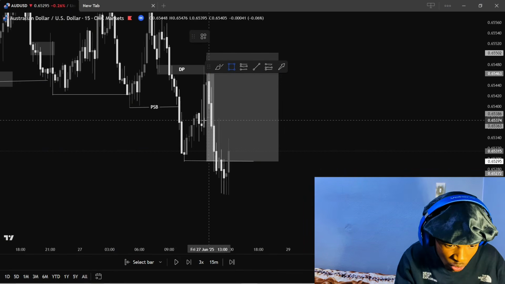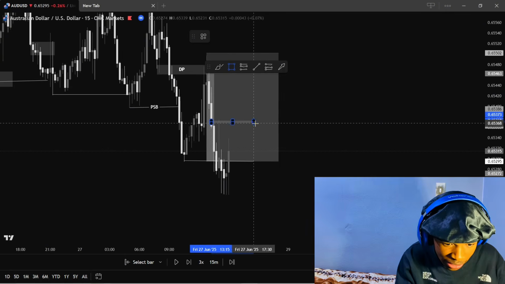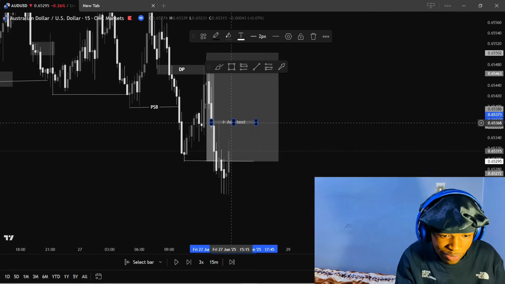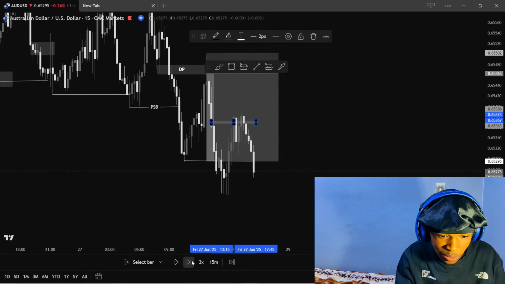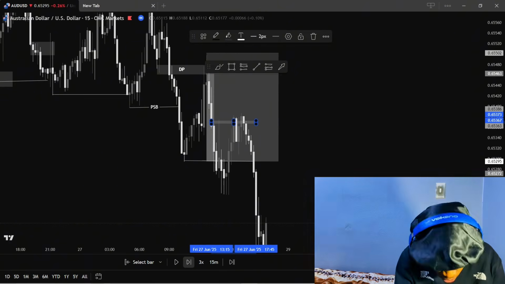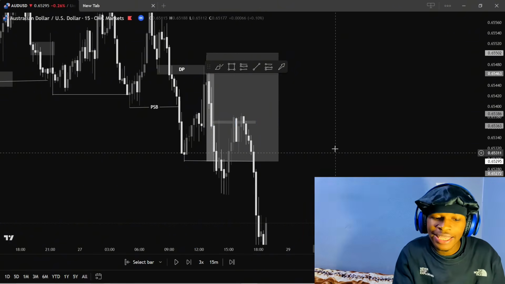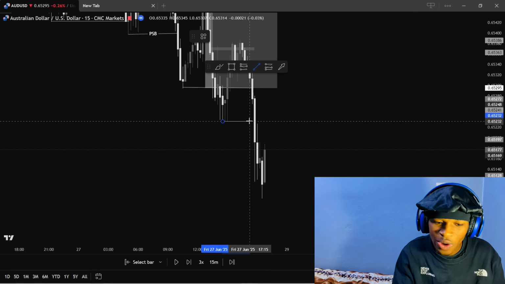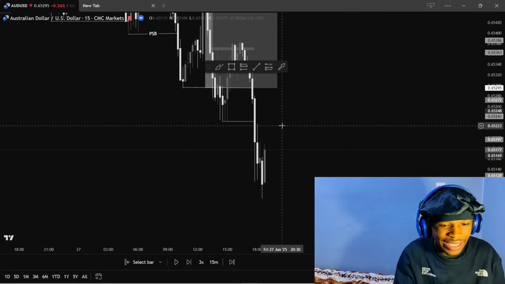This is your ban. This is your hover, around here. And it did break and came back to your ban. And it's going back there, and boom, sold again. You should have entered there and sold. Don't go against the trend. Don't ever go against the trend.